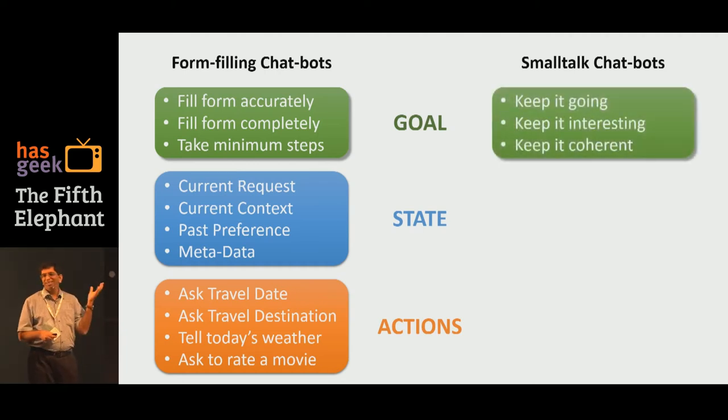So, basically, this guy is saying, keep the conversation going, and you know, keep it interesting, right? Keep it coherent. Don't keep talking about random things. So that's a goal, right? It's a very abstract and a very different kind of goal than the first one. What about the state? How would you define the state of such a conversation?